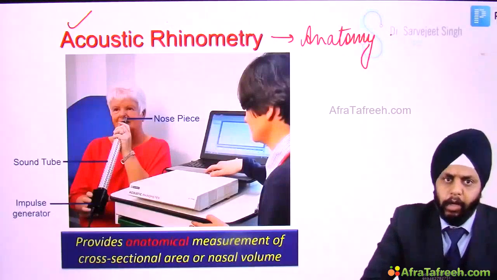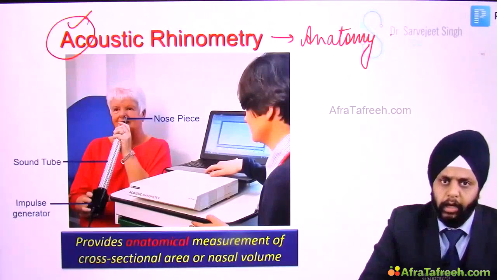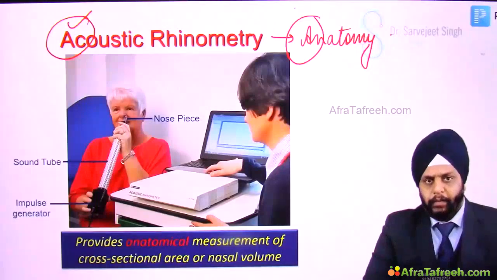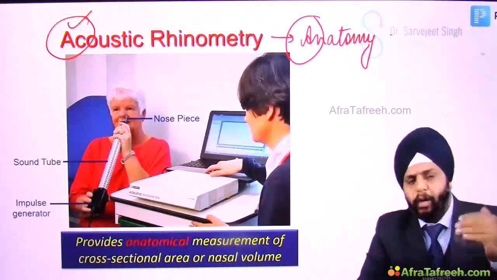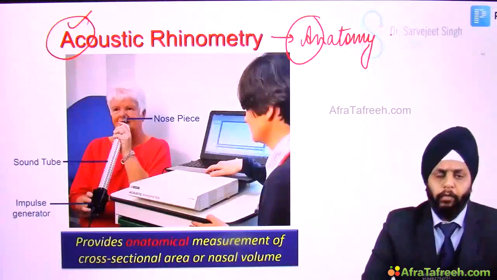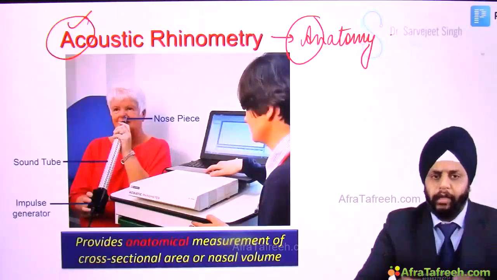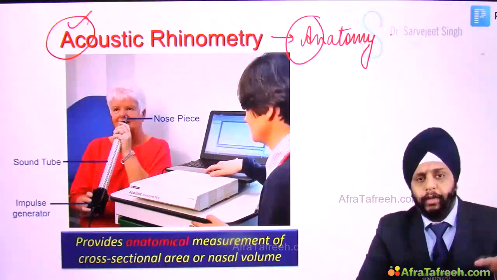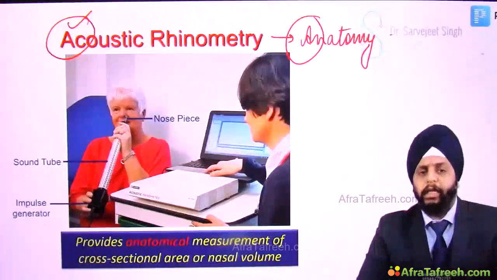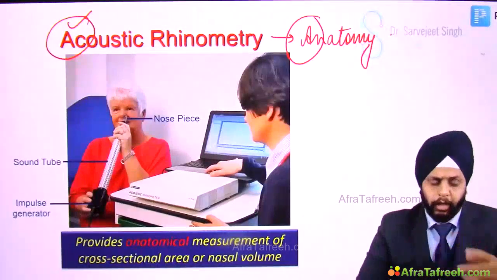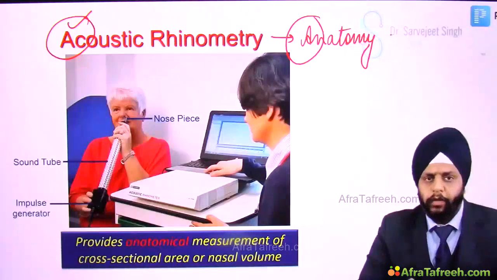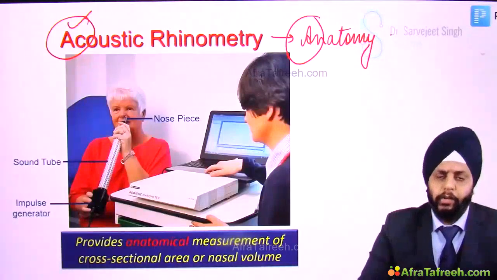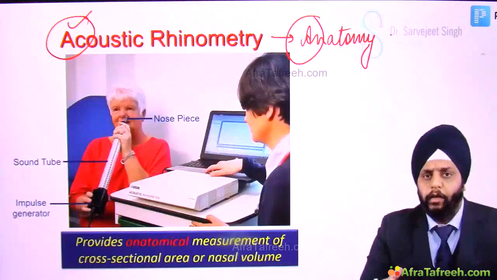Easy to remember: acoustic starts with A. It gives you the anatomy. Rhinomanometry, okay, manometry is a physics thing, so that is a physiological measurement. That's a functional measurement of how much the air is able to flow. Right, so these are the two different new techniques which we can use to check for nasal obstruction.